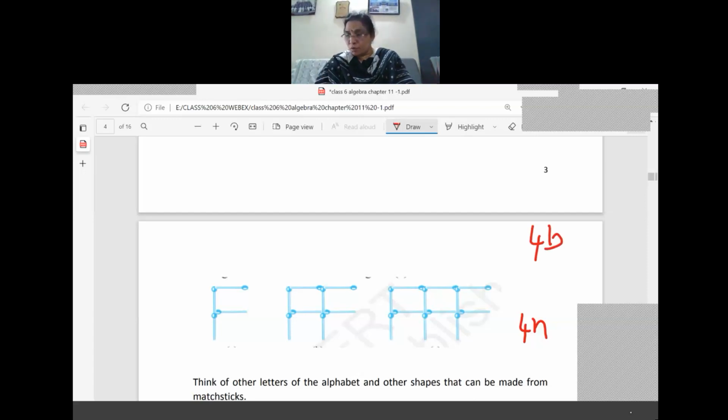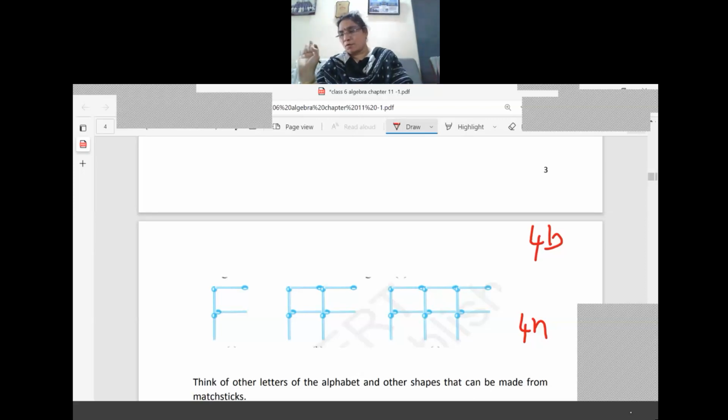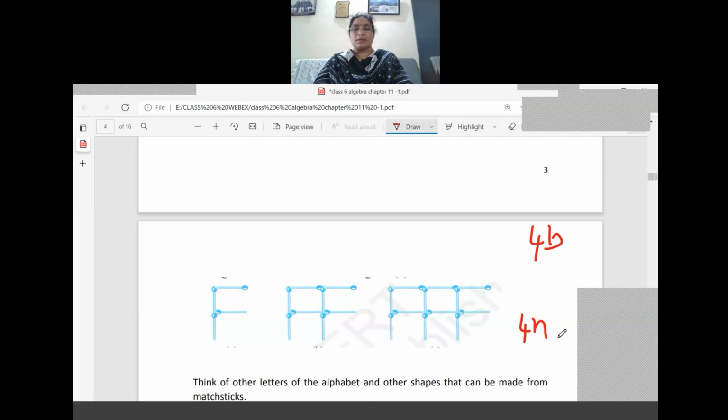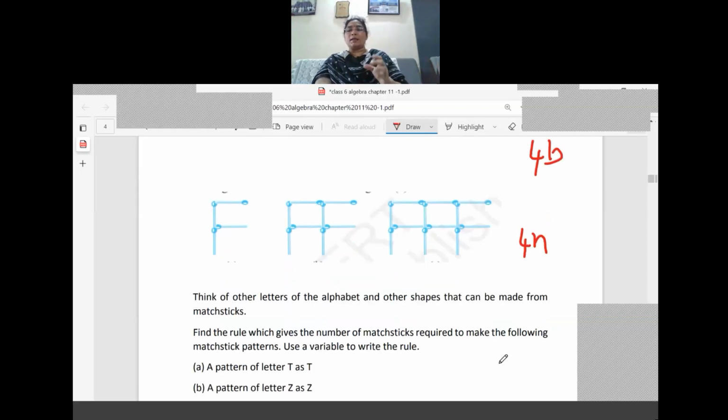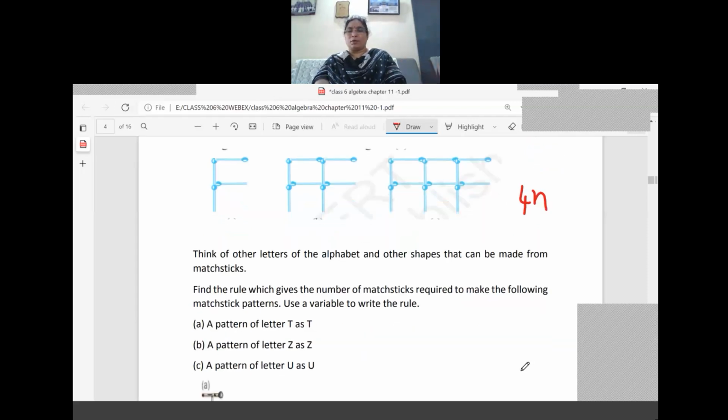Anybody who wants to write 4f only, f denotes the number of f. Any alphabets you can use, but if you form a pattern, what is the advantage? We can get any number of f you take, and we can get the total number of matchsticks used for that. So think of other letters of the alphabet and other shapes that can be made from matchsticks. Find the rule. I gave 3 examples for you.